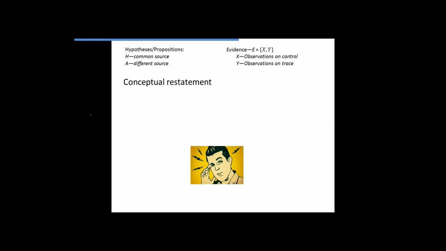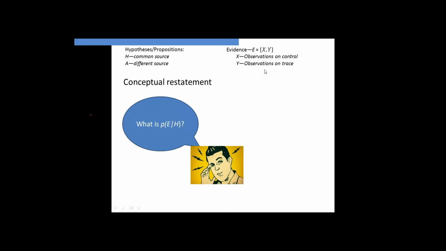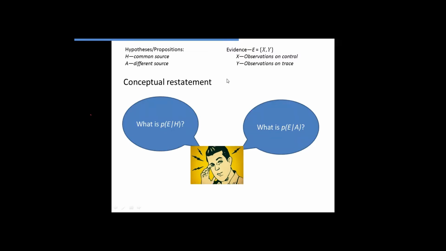Conceptually, for statisticians, what's going on here is that the examiner is assessing two hypotheses or propositions: do these items come from the same source or a different source? There's some evidence, which consists of observations on the control and on the trace that are being compared. And the examiner, in order to draw conclusions, has to think about two conditional probabilities: the probability of the evidence under the hypothesis of same source and the probability of the evidence under the hypothesis of different source. That's the logic that examiners use, and in fact must use, to lead to a conclusion about source determinations.